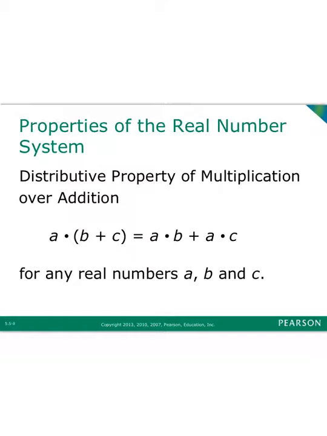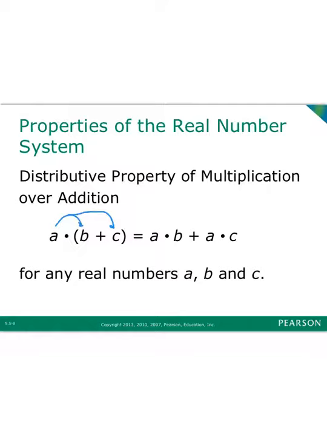And finally, we have something called the distributive property of multiplication over addition. Actually, I just call it the distributive property. And it works both ways. For example, if I multiply A times B plus C, I can multiply these through, A through, and we get A times B plus A times C.